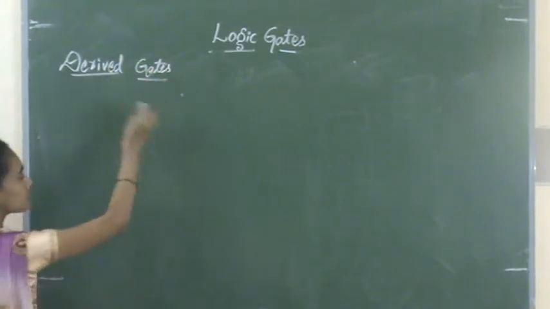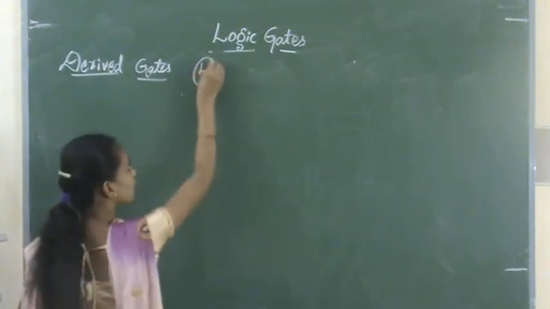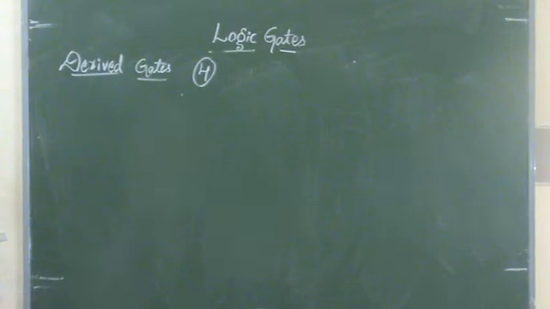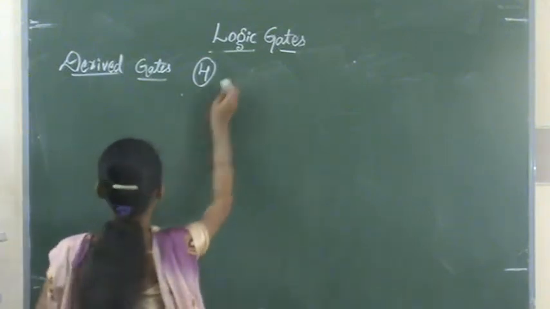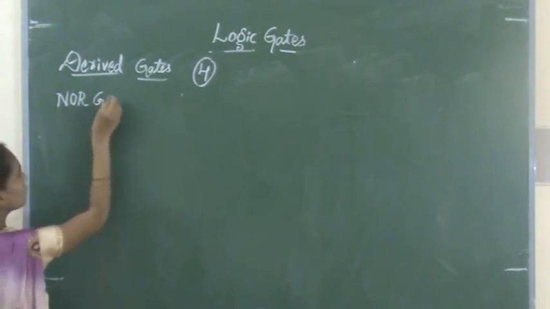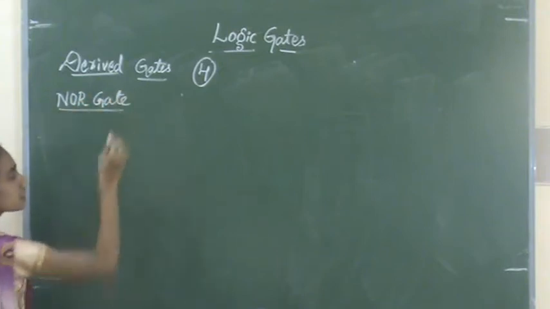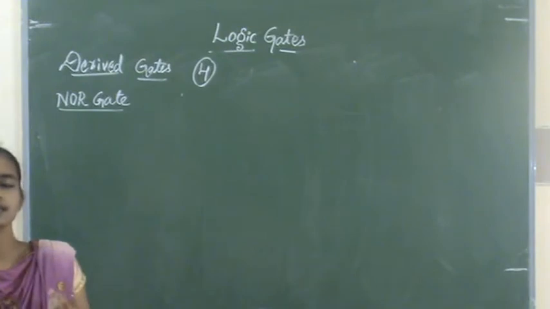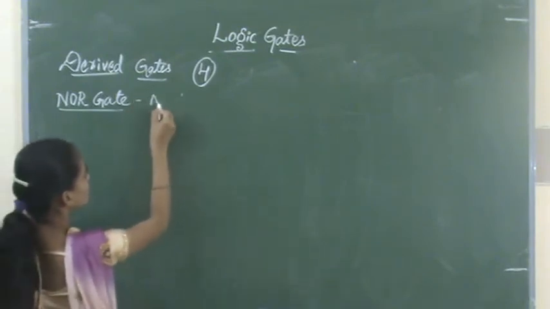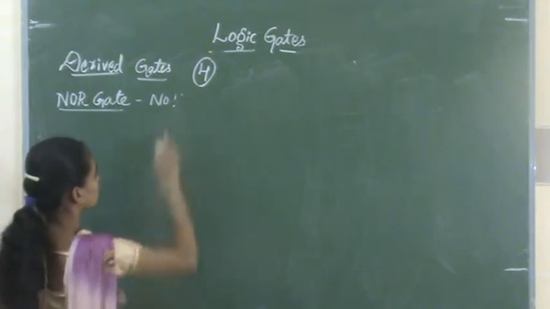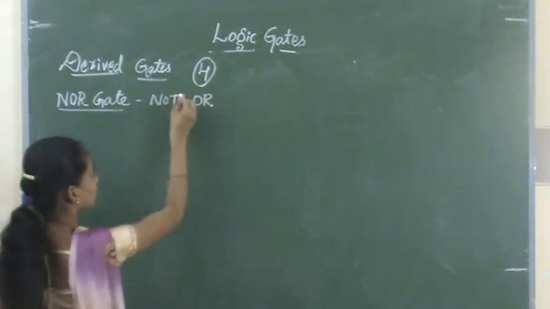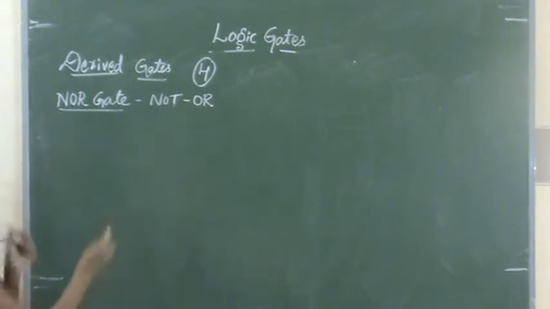Here we have 4 derived gates, okay? The first one is the NOR gate. So what does this NOR gate mean? It is a combination of NOT and OR, okay? So that is the NOR gate.